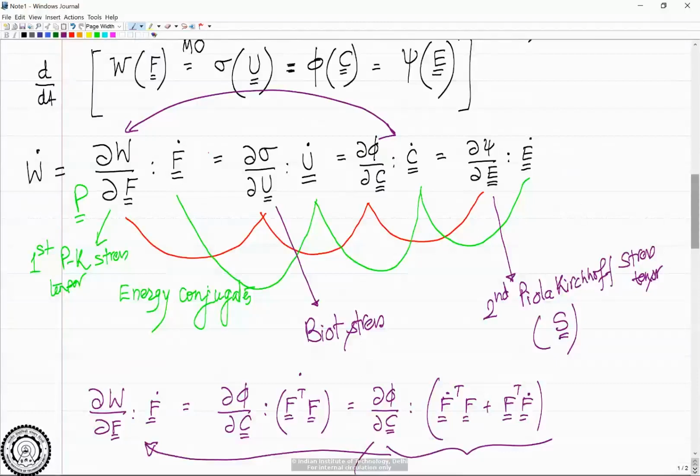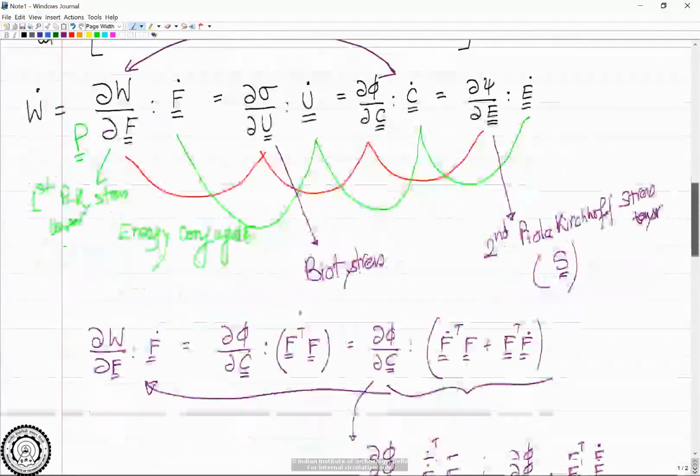And then you will see that since they are also related to each other, and we certainly know that del W by del F is a stress measure, right? Because we could relate it to the Cauchy stress tensor. Since all of them are related, it makes sense to say that they are also some kind of stress tensor.